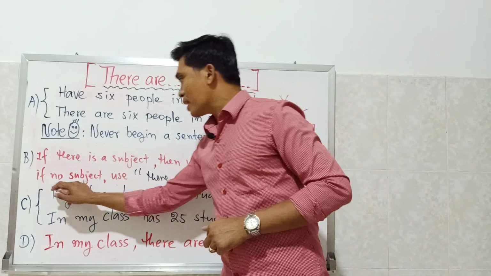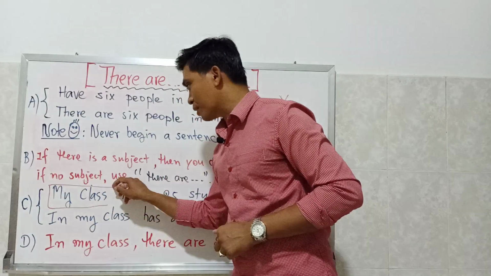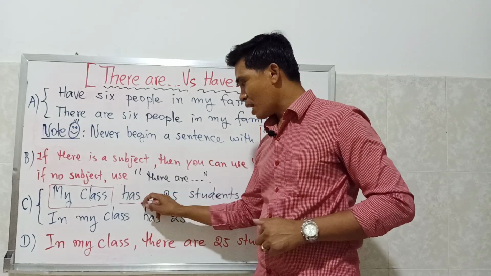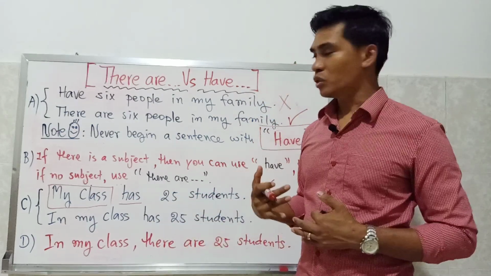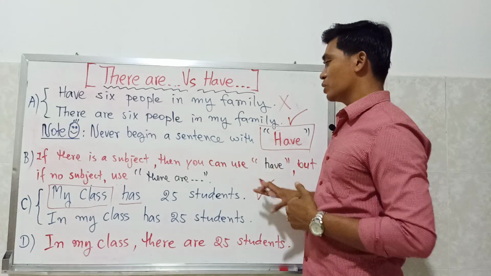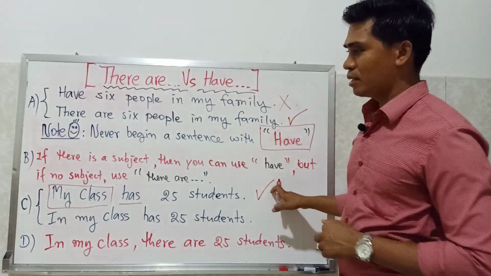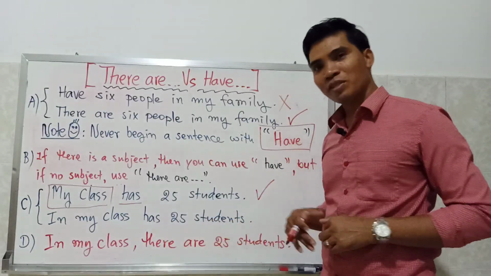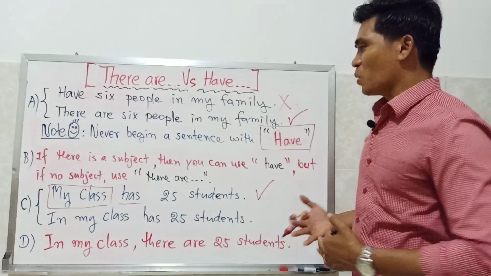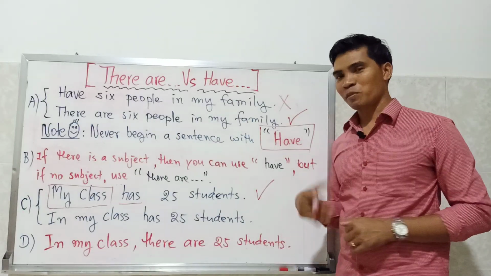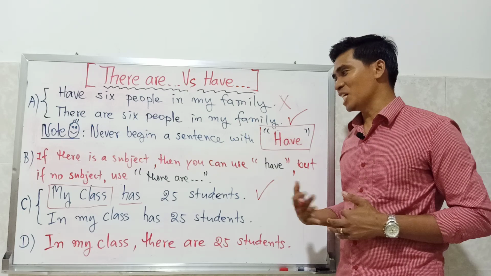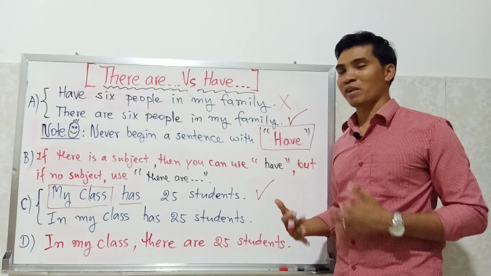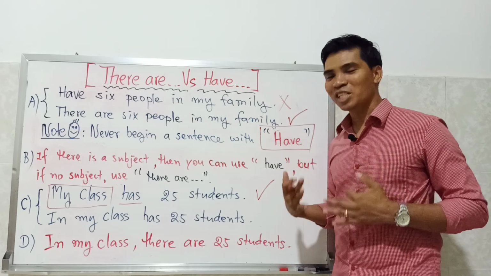"My class" is the subject in the sentence, and the main verb "has" belongs to "my class." So this one is correct. But the other sentence, "In my class has 25 students." I see that this sentence is very popular among Cambodian students. They always use this sentence and think it is correct, but that is really wrong English.